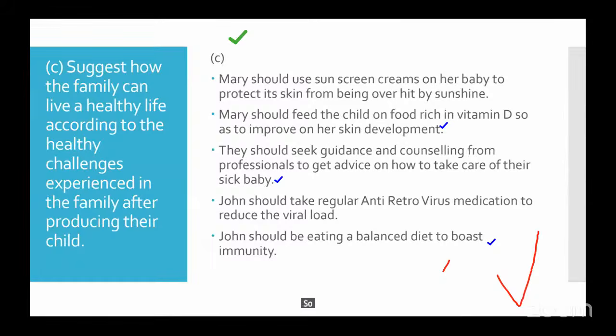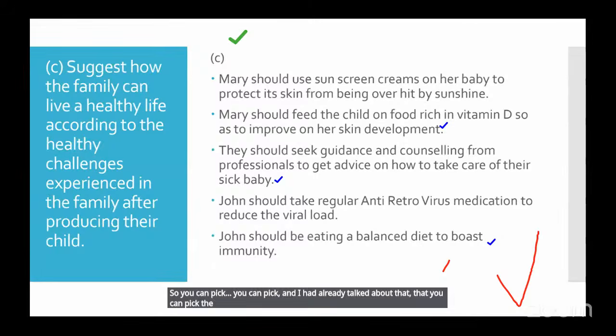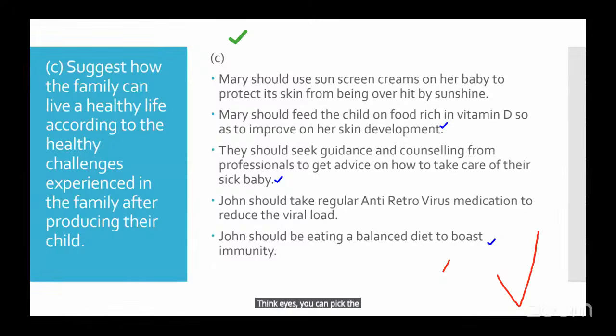So you can pick, and I had already talked about that you can pick the pink eyes, you can pick the scanty hair, you could pick the skin formation.